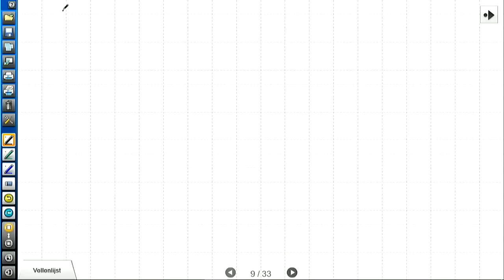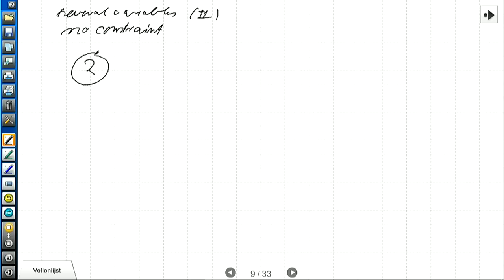So let's continue. We are again with several variables, no constraint. And this is, so to speak, part 2. Now, we are in step 2, related to the one variable case.